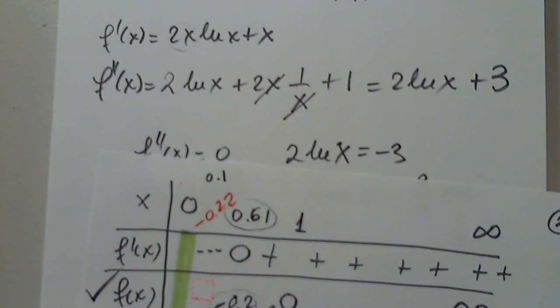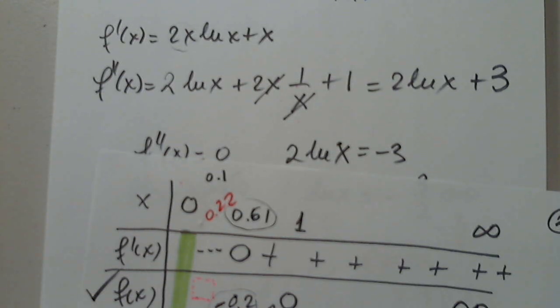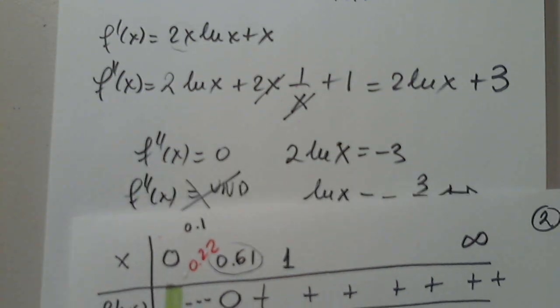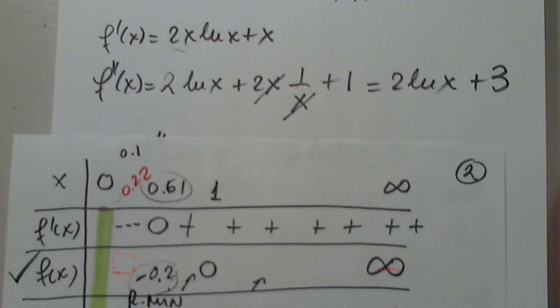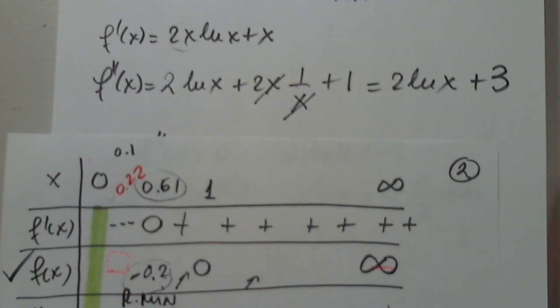Why did I write minus? Nobody knows. Of course it's a positive number. Of course, it's e to something.